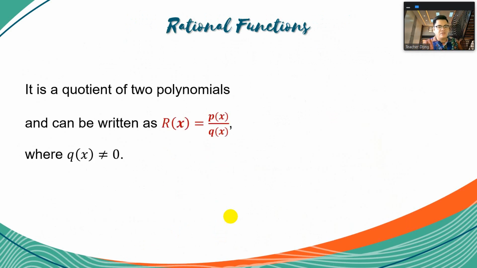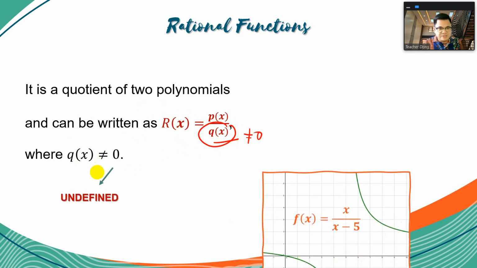Okay, so let's talk about rational functions. When we say rational functions, it is the quotient of two polynomials and can be written as r of x is equal to p of x over q of x, where q of x is not equal to 0. So in this case, as you can see, the denominator cannot be equal to 0 because for all we know, in a fraction, if the denominator is 0, the value of the whole fraction is undefined. So that's why q of x is not equal to 0.